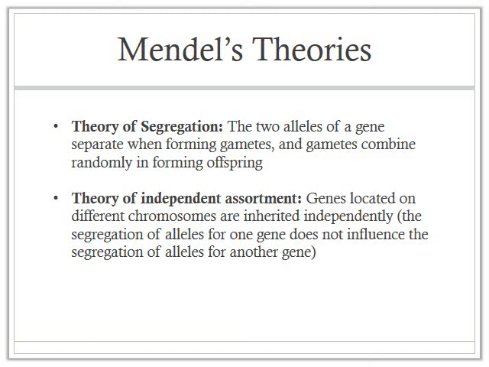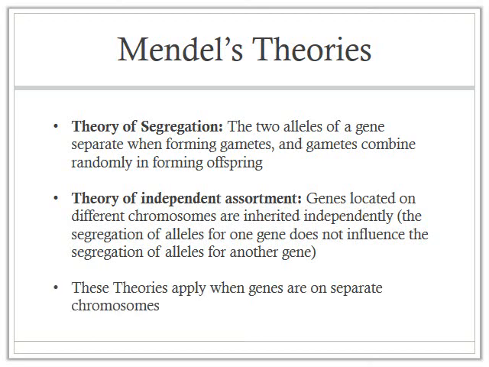And if this doesn't make sense, it might make sense once we talk about what happens if they're on the same chromosome. And so again, these theories apply when genes are on separate chromosomes. The first theory is basically just talking about one gene. The second theory is talking about the two genes and how they're independently inherited when they are on separate chromosomes.